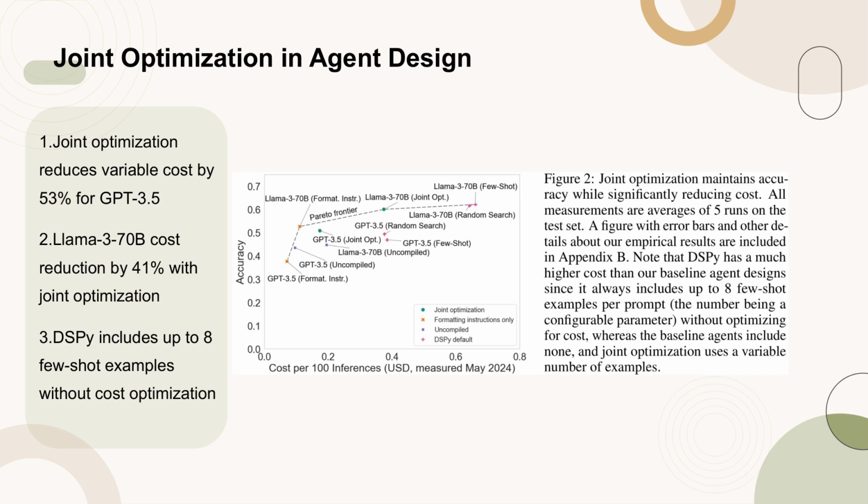Figure 2 illustrates the impact of joint optimization on agent design, showing that it can significantly reduce costs while maintaining accuracy. For instance, GPT-3.5 sees a 53% decrease in variable cost, and Llama 3-70B experiences a 41% cost reduction, both while preserving accuracy. This is achieved by optimizing the number of few-shot examples included in prompts, contrasting with DSP's approach, which includes up to 8 examples without cost consideration.